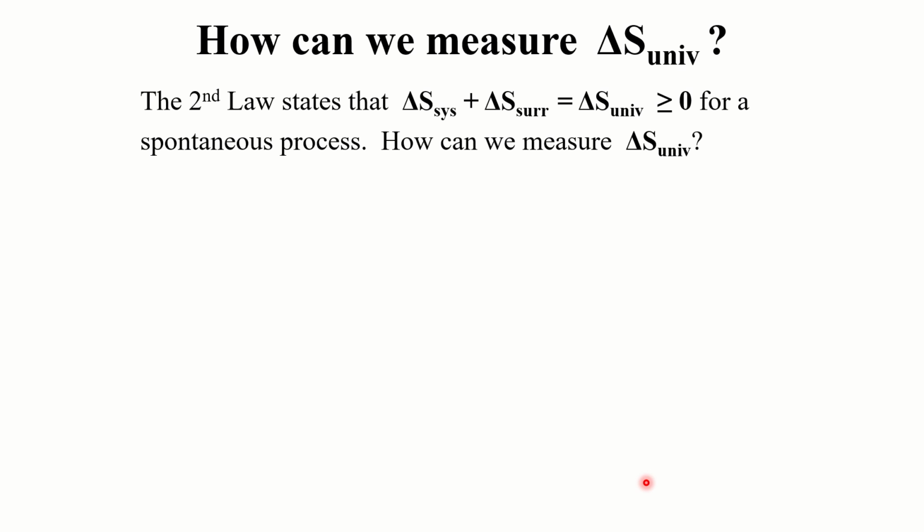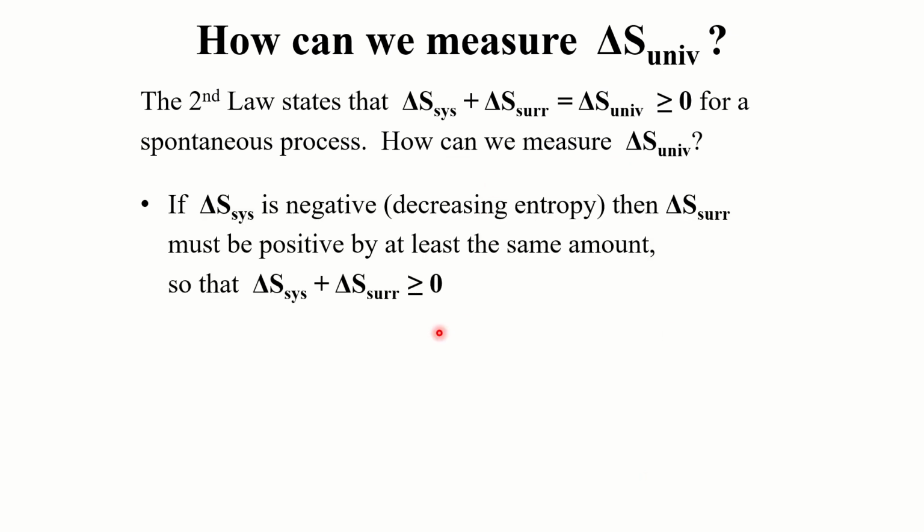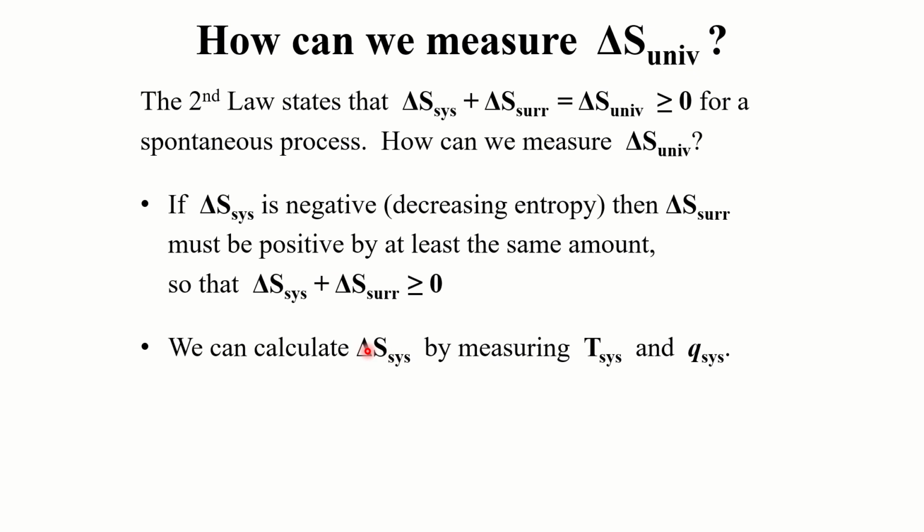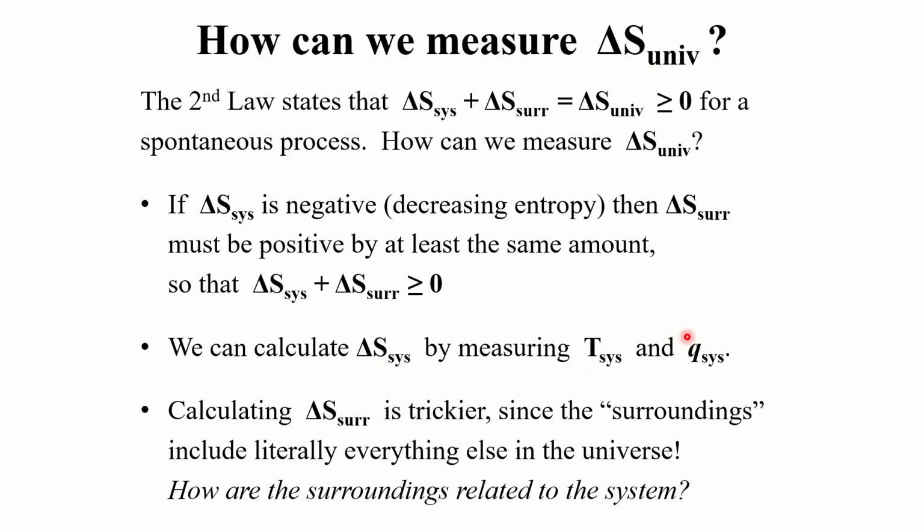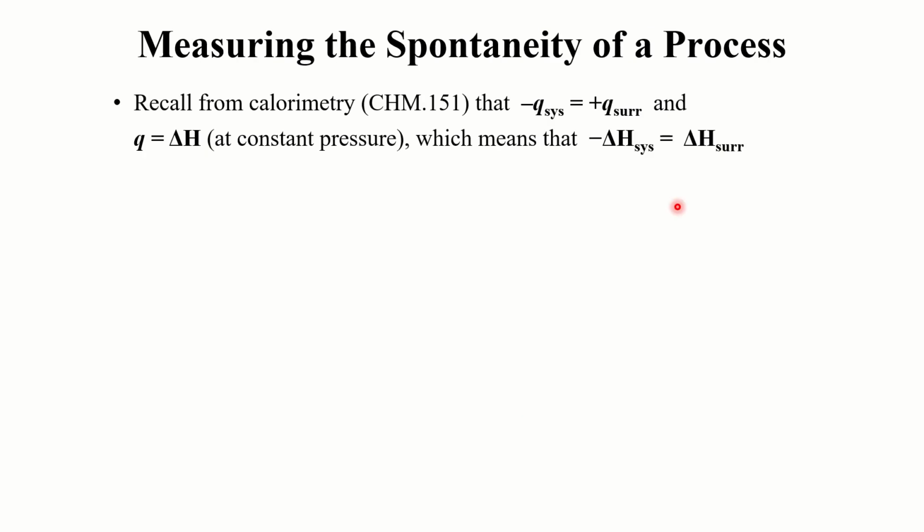All right, so all these definitions are interesting, but how can we make this quantitative? How can we actually measure the entropy change of the universe? Well, if the change in entropy of the system is negative, if entropy is decreasing, then the change in entropy for the surroundings must be positive by at least the same amount. Now we can calculate the entropy change of the system by measuring the temperature and the heat of the system. Calculating the entropy change of the surroundings is trickier, since the surroundings include literally everything else in the universe.